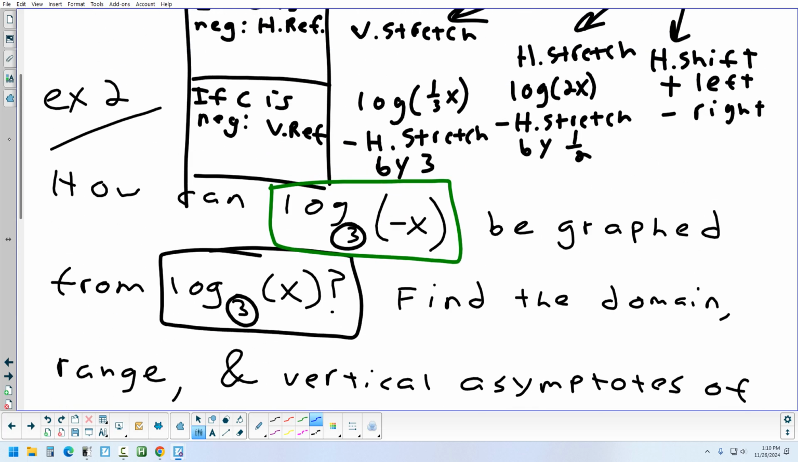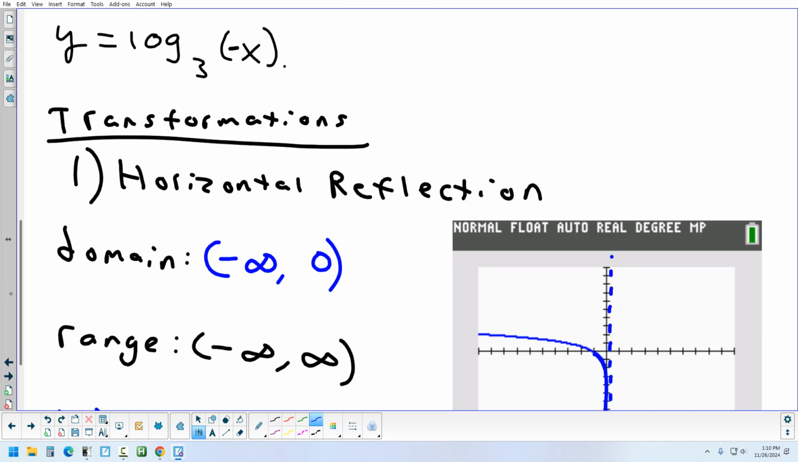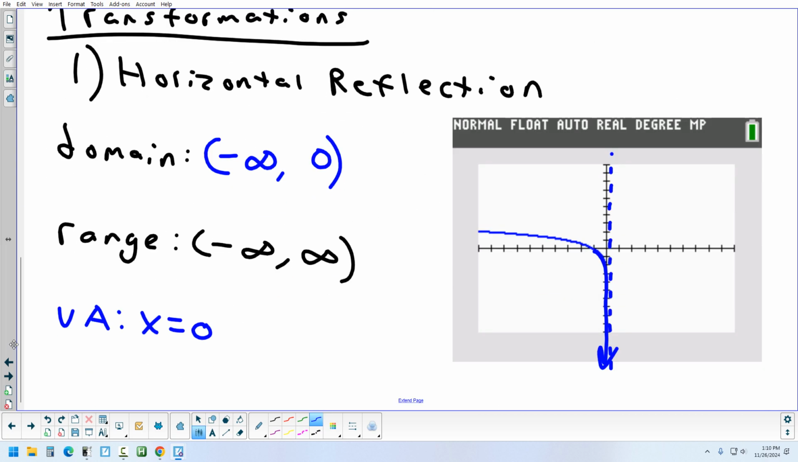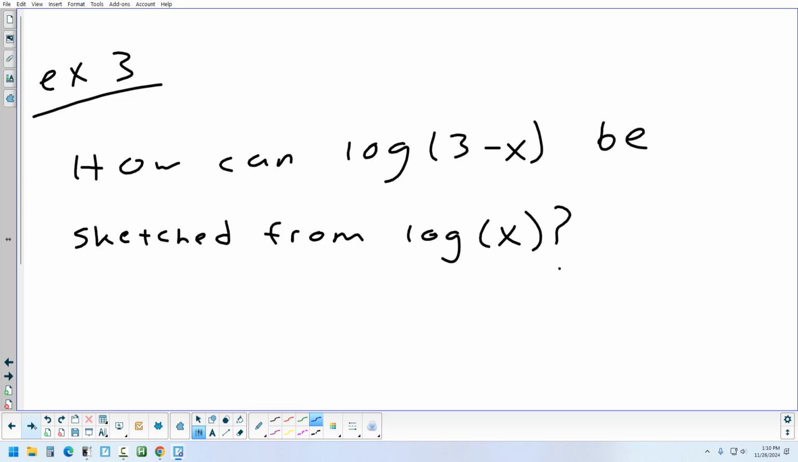Any question on that? Okay, let's try another one. This time, just describe the transformations. We don't have to do everything else.